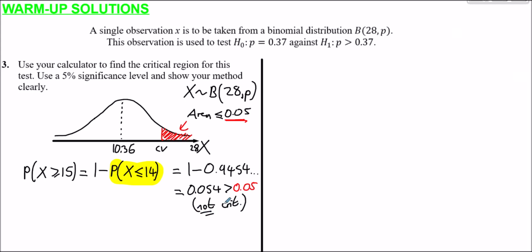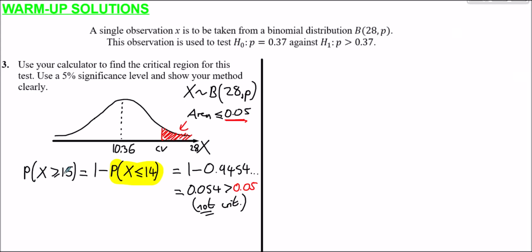That's me being very lazy. I probably should have just written not critical. Ironically, me having to explain my laziness has actually taken longer than me just writing not critical in the first place. So there's an accidental lesson in itself, not to be lazy, everybody. Right, so the next one.